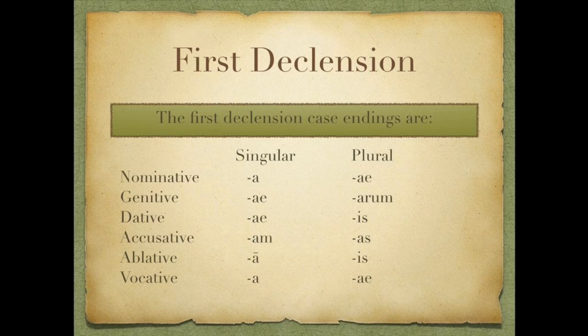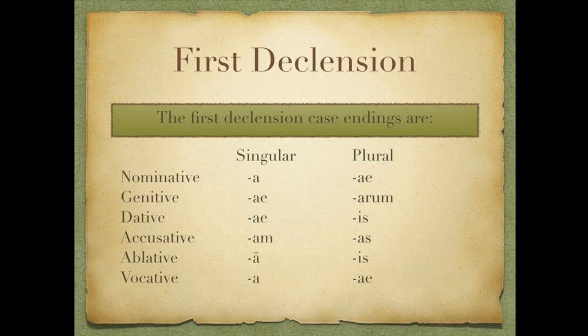When we get to the plural, AE can also be nominative plural, genitive plural, ARUM, dative plural, IS, accusative plural, AS, ablative plural, IS, and vocative, AE. So you'll notice there is some repetition of cases, but as we translate, most of the time you can tell which case it is.